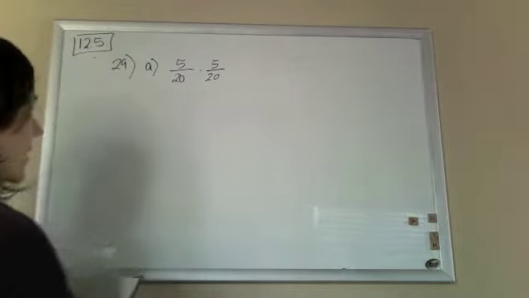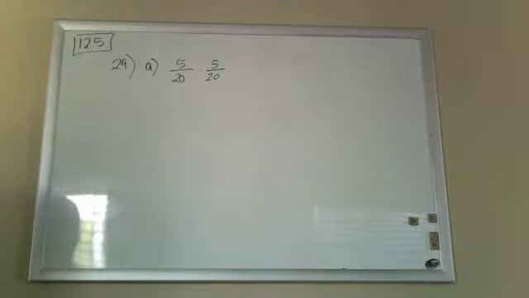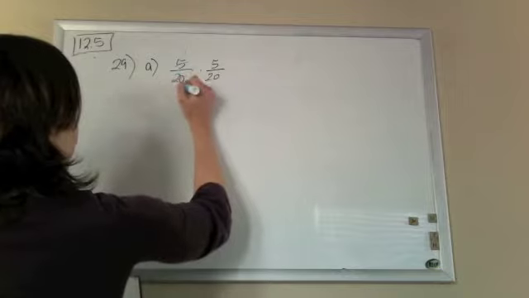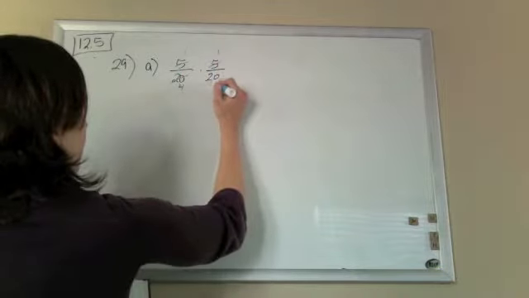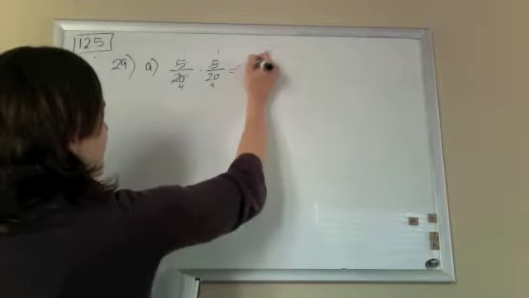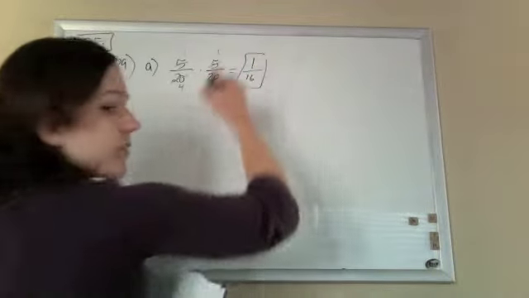I can simplify these both, just dividing top and the bottom by 5, that's 1/4 times 1/4 gives me 1/16 for that first one.